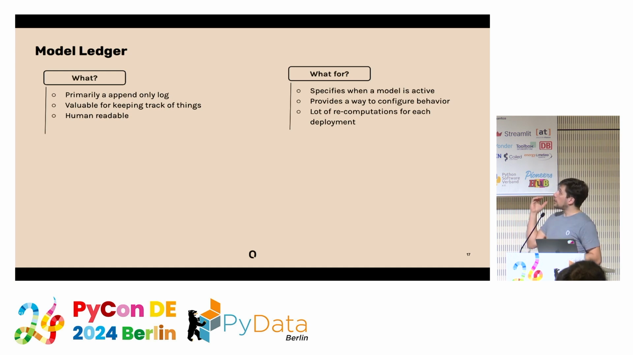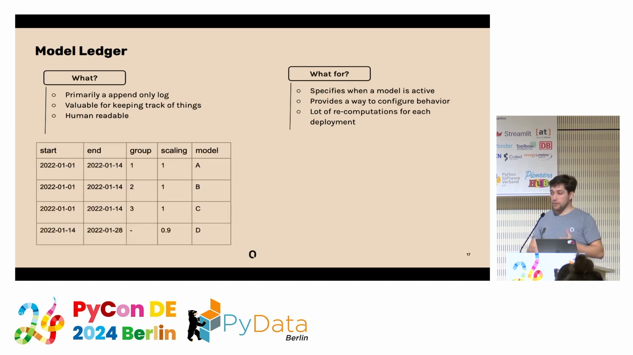So what is this ledger for? It specifies when a model is active and provides a way to configure. Like Nick told you, for certain people in certain conditions that were defined for the experimental groups, we want to give them different scalings. Or maybe we want to give them a discount. You don't know. And this also helps us to avoid a lot of recomputations for each deployment.